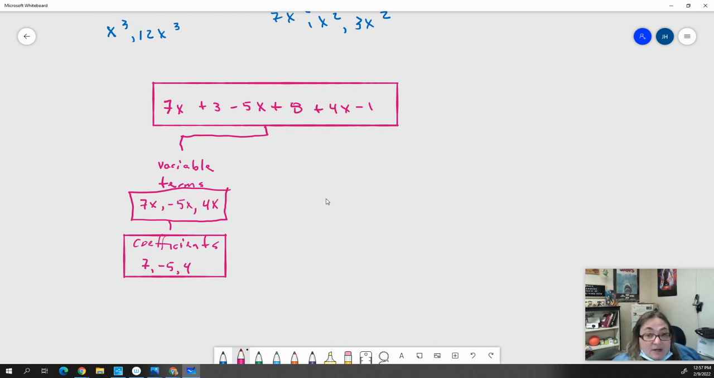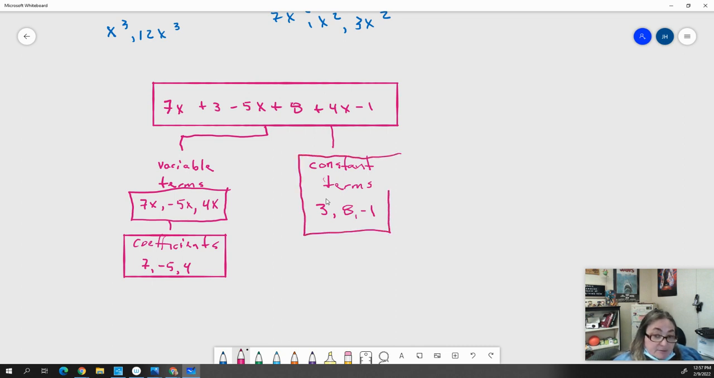On the other side, we have the non-variable terms and we call those constant terms. Anytime we don't have a variable, anytime it's just a number, we just call them constants. So you'll hear that expression a lot, and all it means is they are those numbers that don't have any variable, any letter attached to it. And in this case, we've got 3, 8, and negative 1. And that's really all of the parts we have of an expression, because all an expression really is things being added and subtracted from each other.